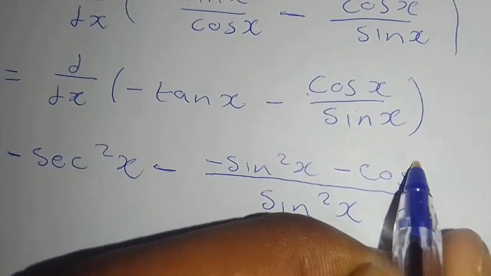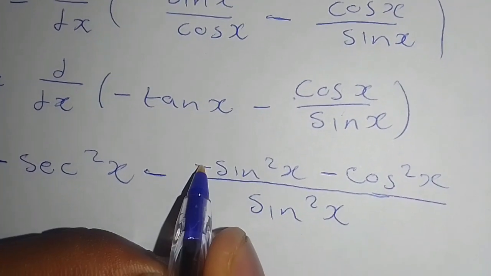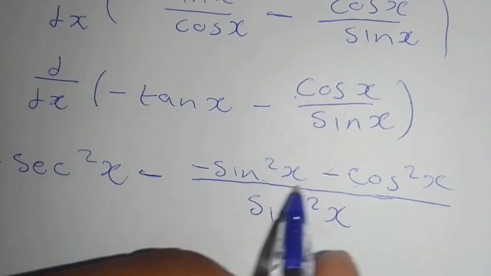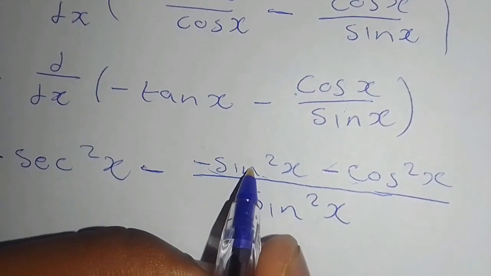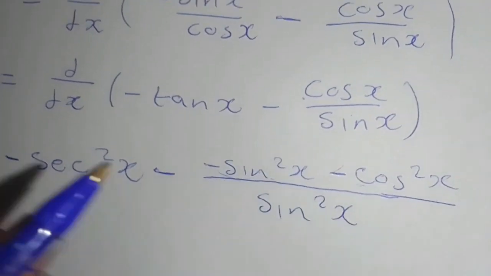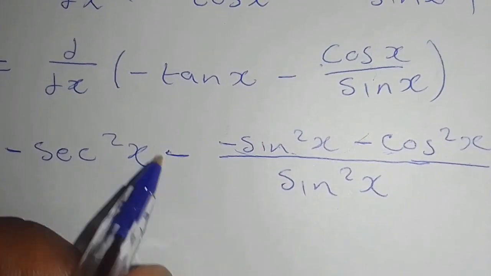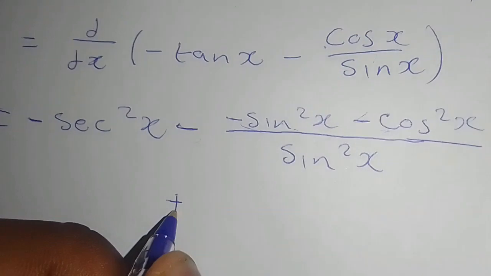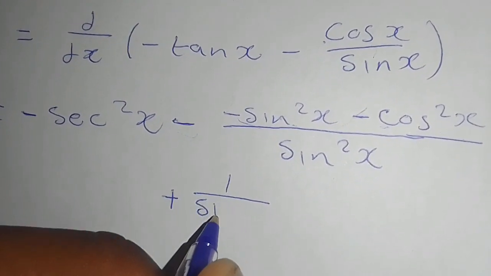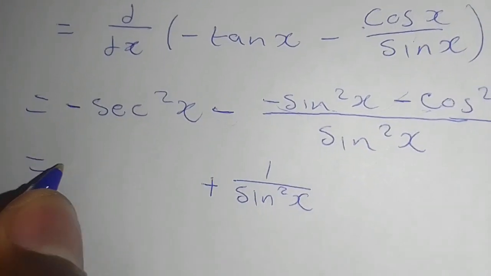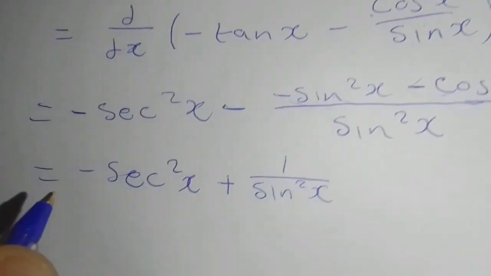So you'll end up subtracting cos square x. And we know that we have negative sine square minus cos square. You can factor out a negative, and then you end up having sine square plus cos square, which is just 1. And because of the negative, that's just going to become minus 1. But notice that we have another negative right here, so that's just going to be positive 1. So we end up having 1 over sine square x. So we have minus secant square x plus 1 over sine square x.